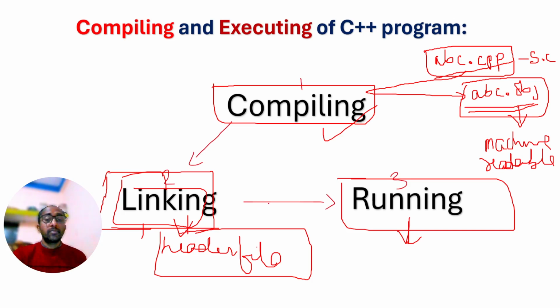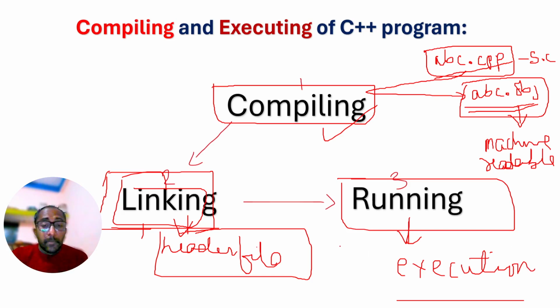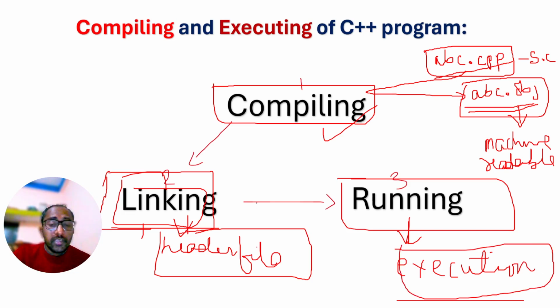This is the compilation process, then execution. The statements in the program will be executed one by one, and when you execute the program, the compiler displays the output of the program, whatever you have written inside the code, and then it returns to the editor.